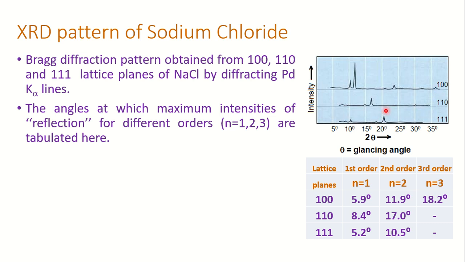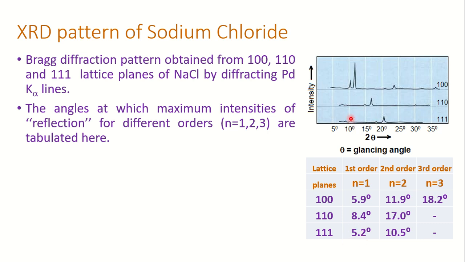Now move on to the 110 plane. Out of these two, the highest intensity line is this one, showing the highest intensity at 16.8 degrees, so the theta value is 8.4 degrees. This way, if we tabulate the first order reflection pattern for n equal to 1, 100 would show at 5.9 degrees, 110 would show at 8.4 degrees, and 111 would show at 5.2 degrees. That is, the 2 theta value was 10.4.